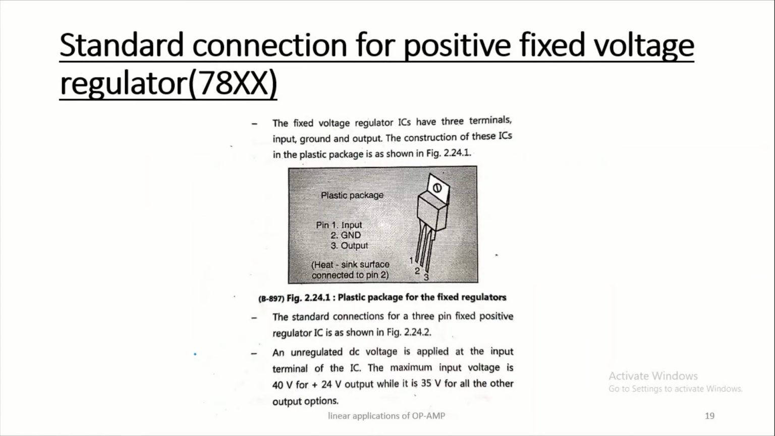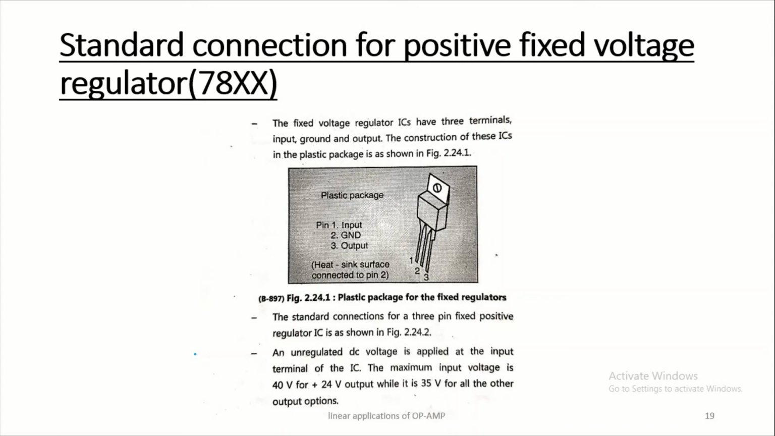Next is the standard connection for the positive fixed voltage regulator 78xx. The fixed voltage regulator IC has 3 terminals: input, ground and output. As you can see in this figure, the construction of this IC in the plastic package is shown. Pin 1 is the input, 2 is the ground and 3 is the output. The heat sink surface is connected to pin number 2. The standard connection for the 3-pin fixed positive regulator IC is shown in the figure.